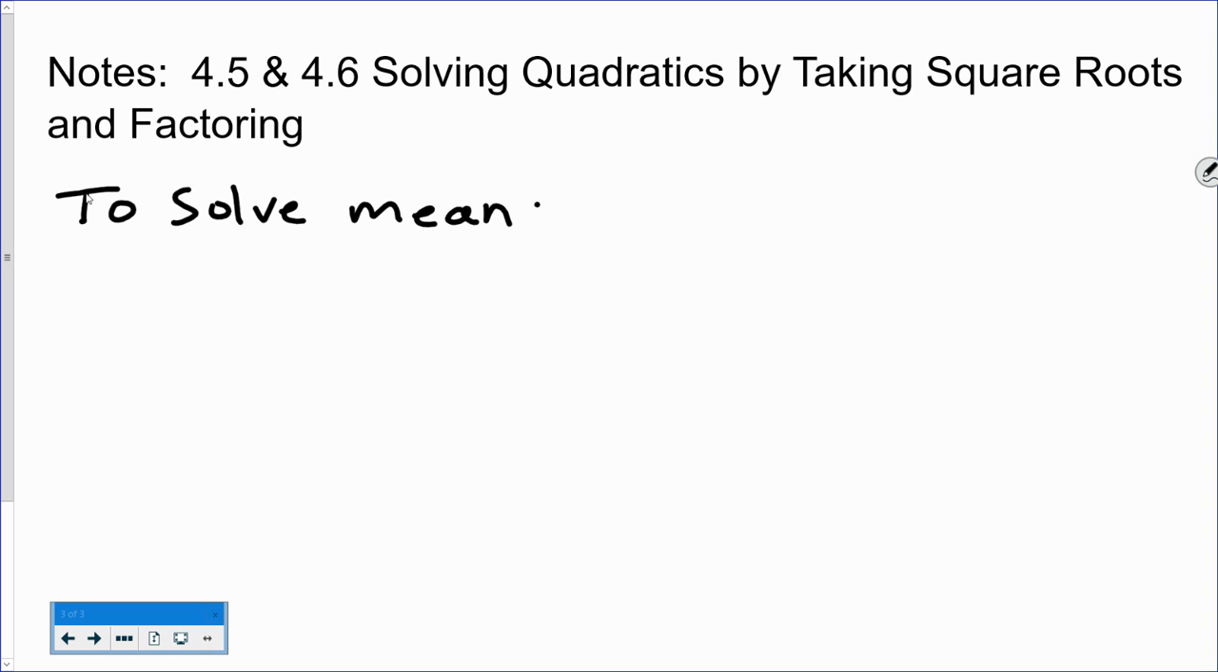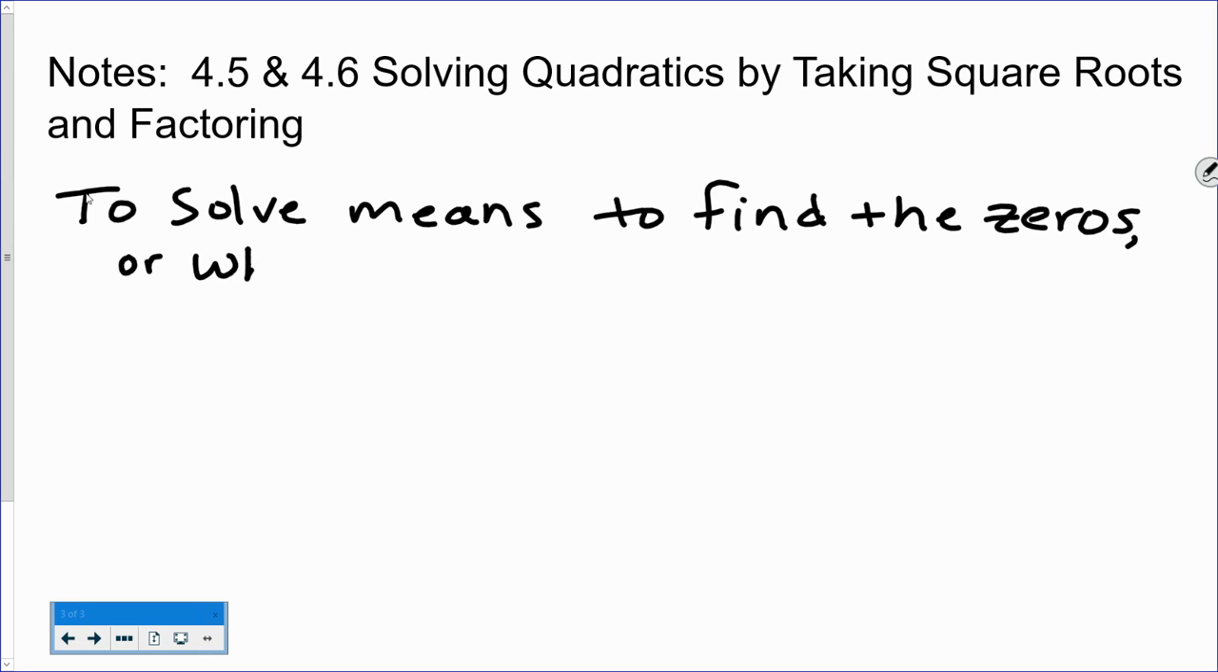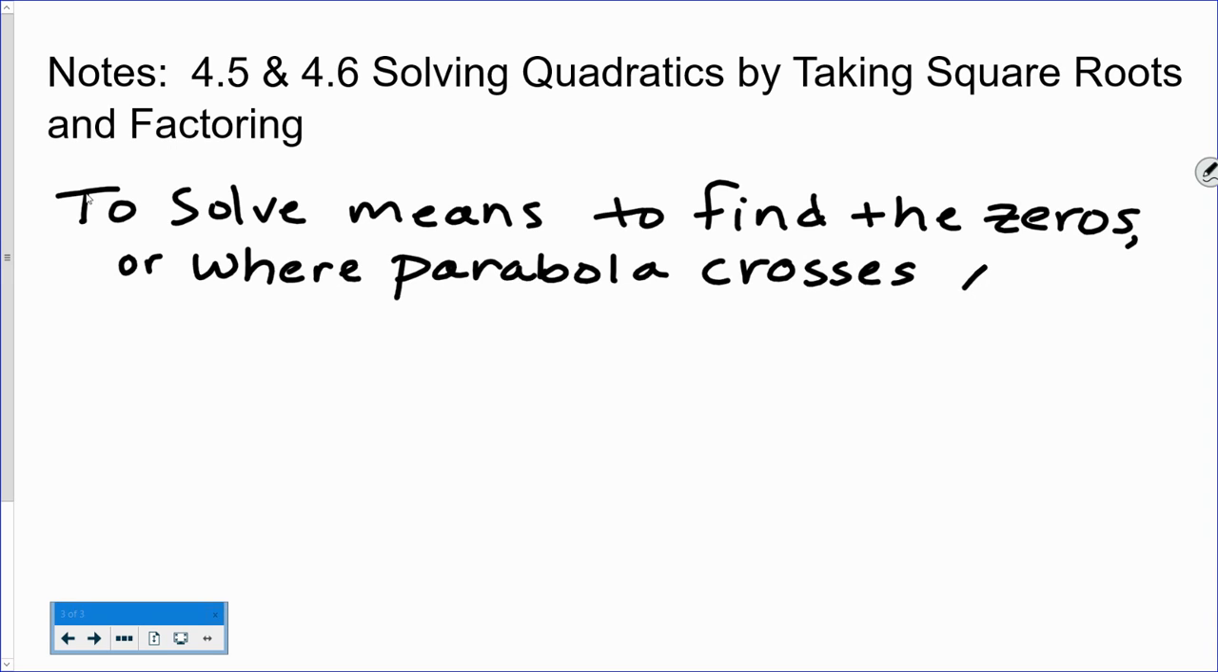All right, so to solve means to find the zeros, or where your parabola crosses the x-axis, which would also be called your x-intercepts.